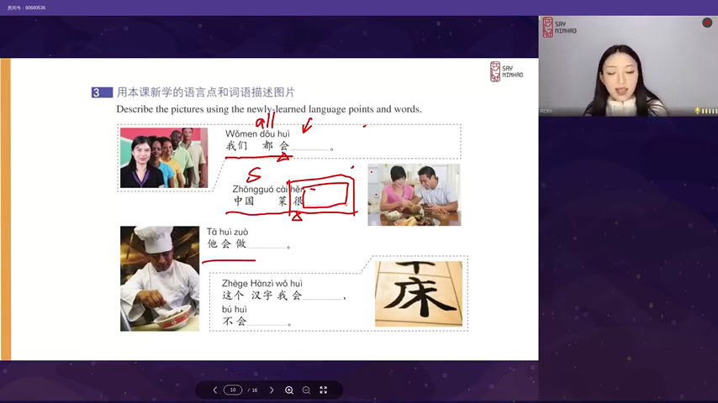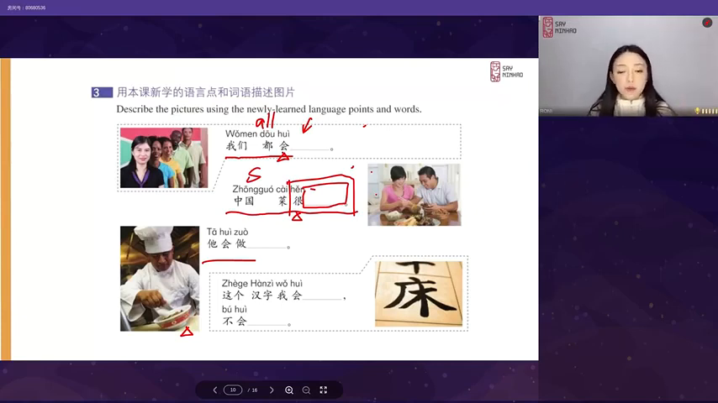Okay, next one. 他会做 what? 做 means to make. And today we've learned a special expression of 做, which is 做菜, right? 他会做菜, which means he can cook. And let's see, it looks like a Chinese bowl. Maybe he's cooking Chinese dish, so we can still put 中国菜 in this blank. Okay, last one.